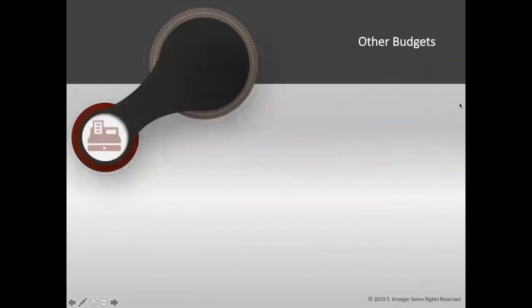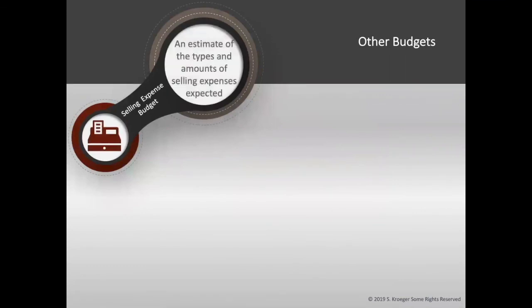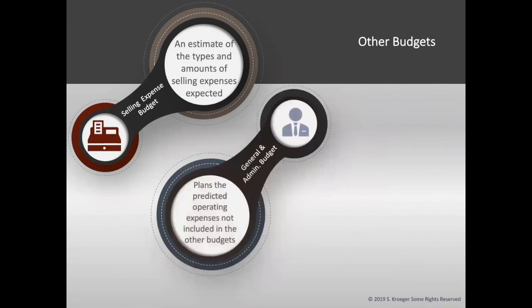On this next slide, I have a few other budgets grouped together. First is the selling expense budget. This is an estimate of the types and amounts of selling expenses expected. We do have a practice problem with this one next. The other budgets are fairly simple and similar to this one, so we won't be doing any practice problems with them, but I do want to go over it.